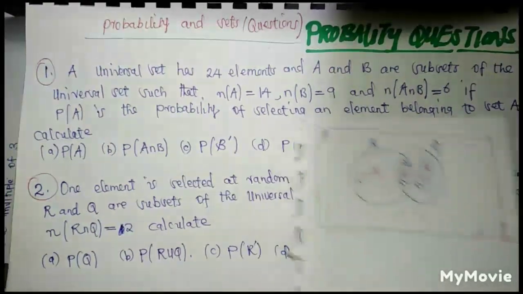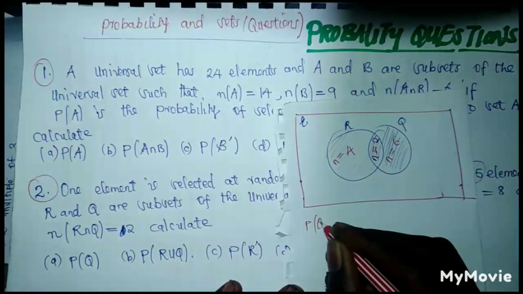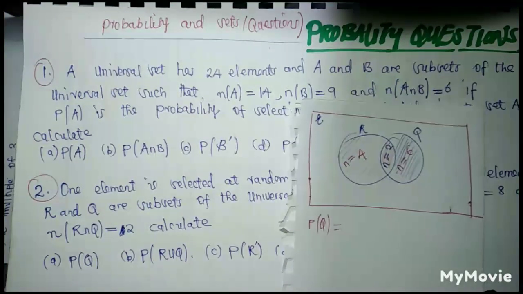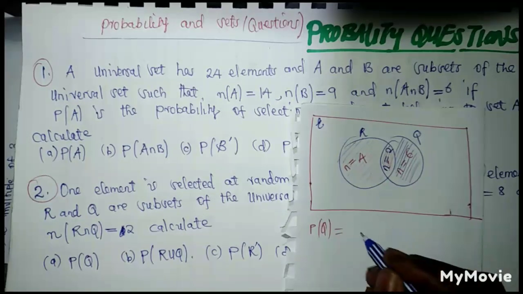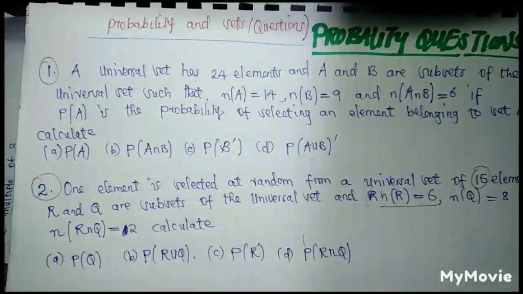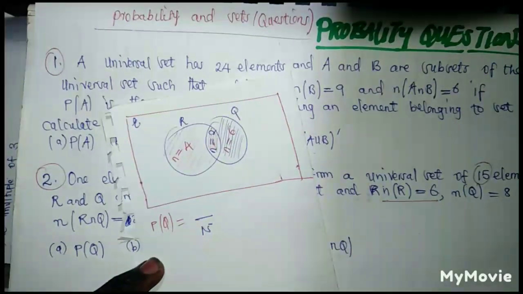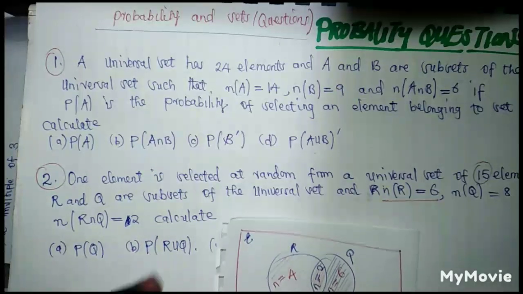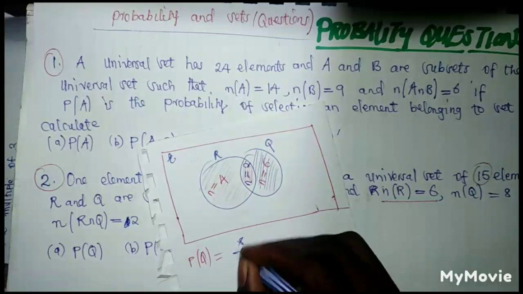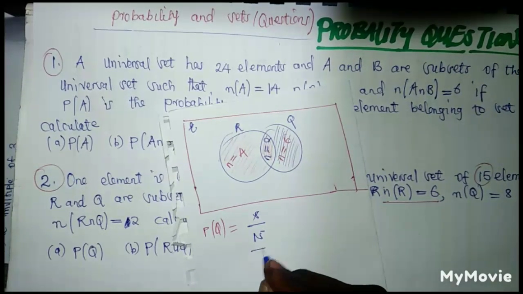Then calculate the probability of Q. The probability that the random selection will be in Q, so we select the ones that are in Q. We consider out of 15 possible outcomes, we have 8 chances that the one we select is from Q.